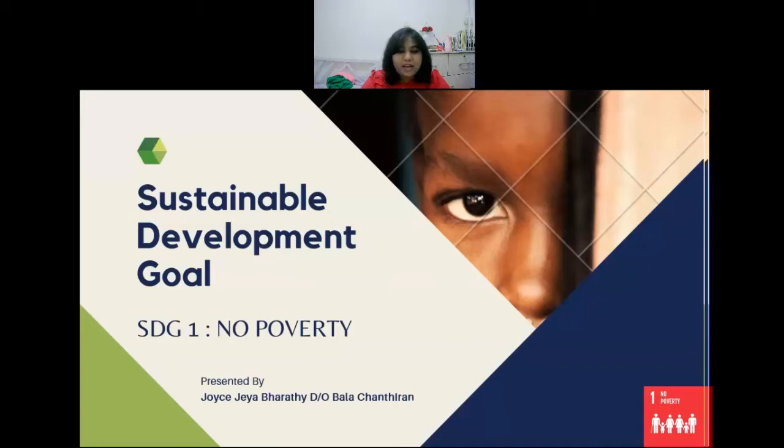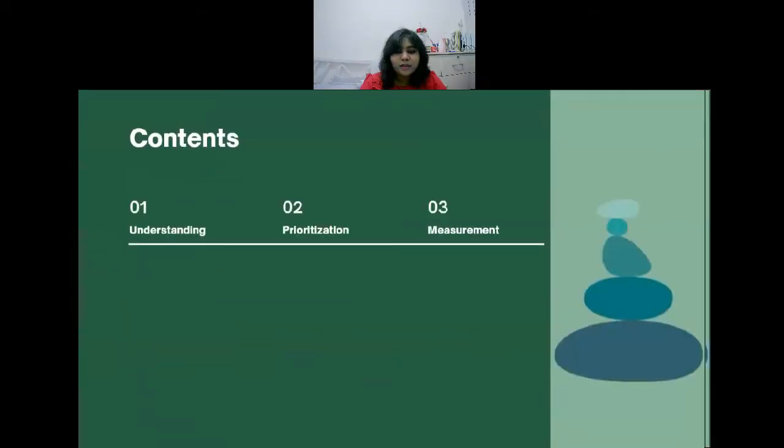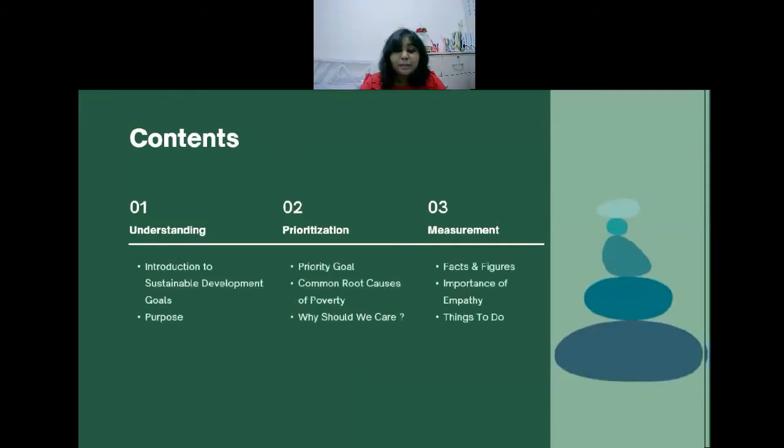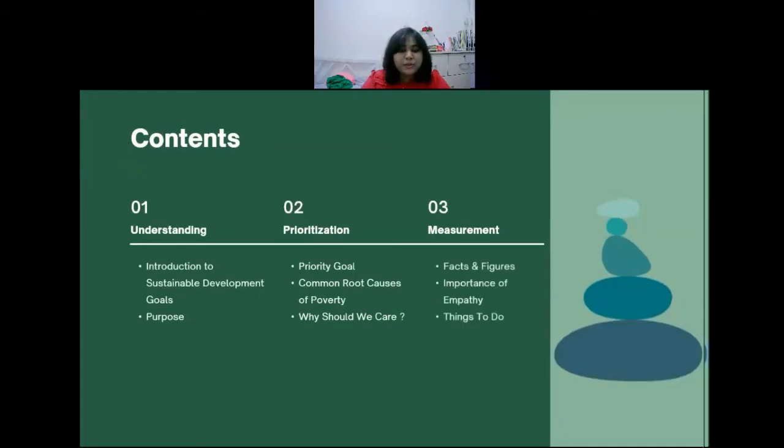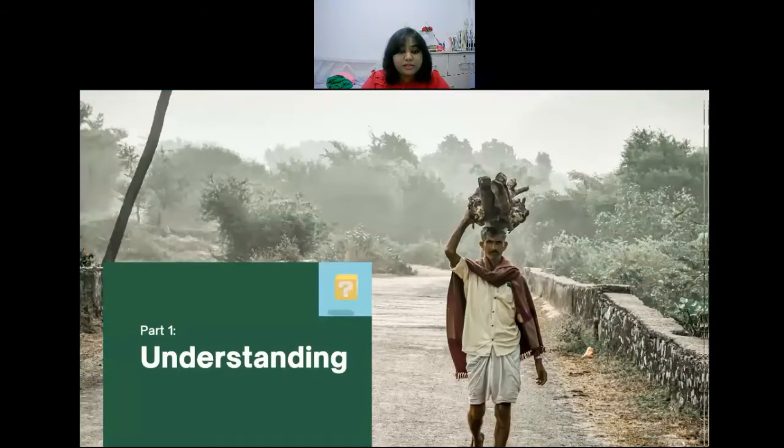Myself, Joyce J. Bharati, daughter of Balachandran, would be talking on the very first SDG goal, which is no poverty. These are the contents of my talk today, which comprises three parts: understanding, prioritization, and also measurement. So let us proceed with the first part, which would be on understanding.